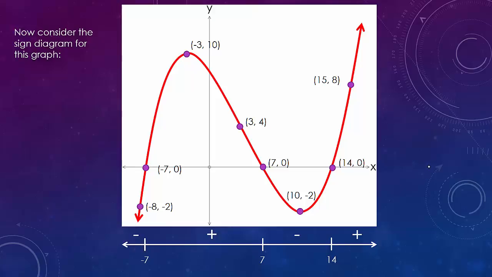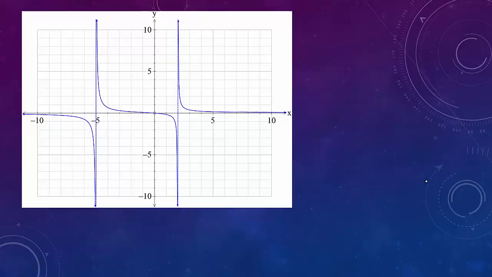So let's look at a slightly more complex graph. This one has asymptotes. This is a function for which we cannot substitute in the number -5 or the number 2. And the curve goes off to infinity, or -infinity, along this line, the line x equals -5, and also along x equals 2. Those are called asymptotes.